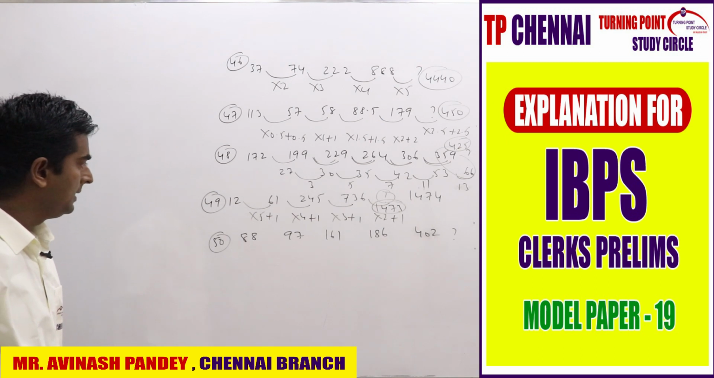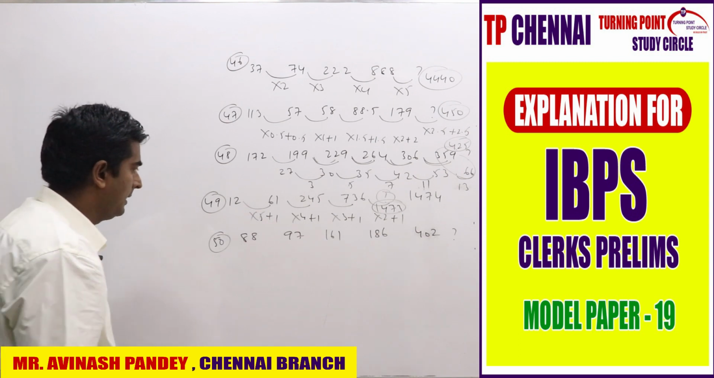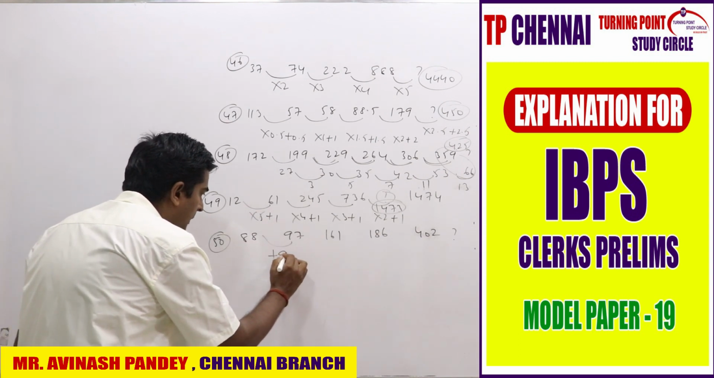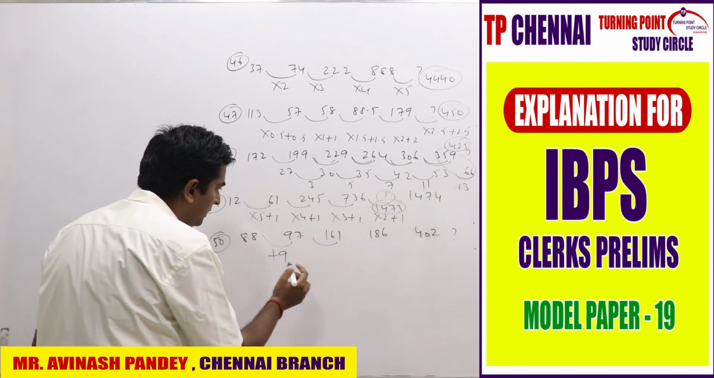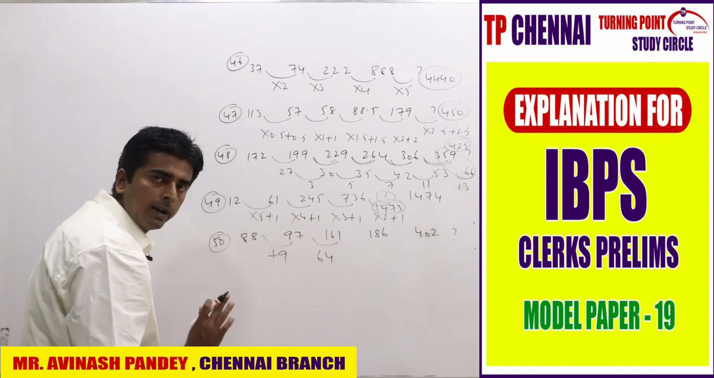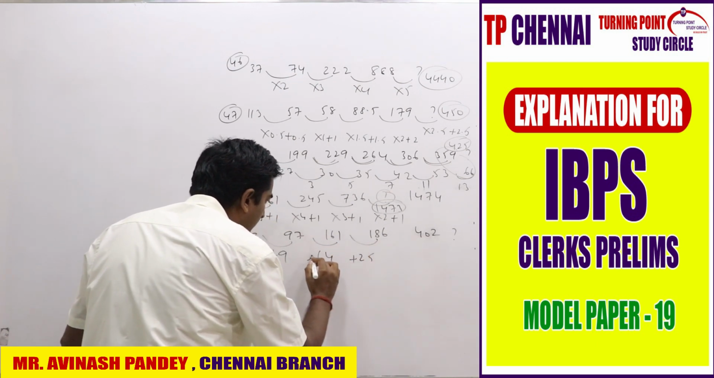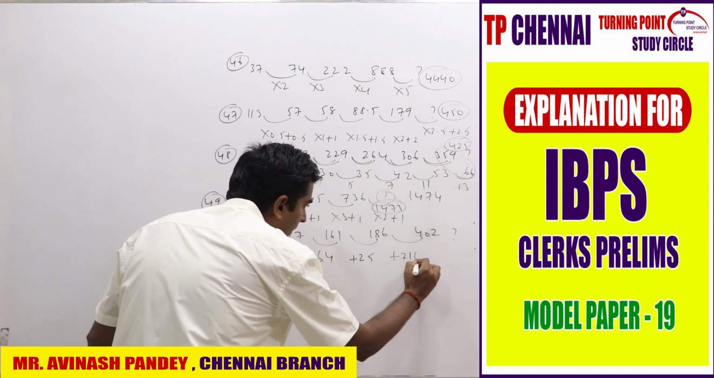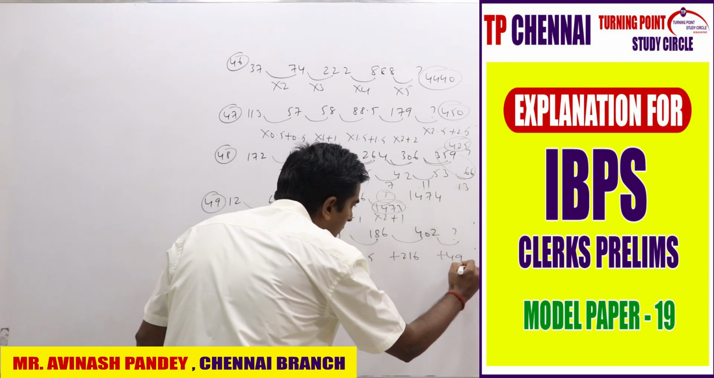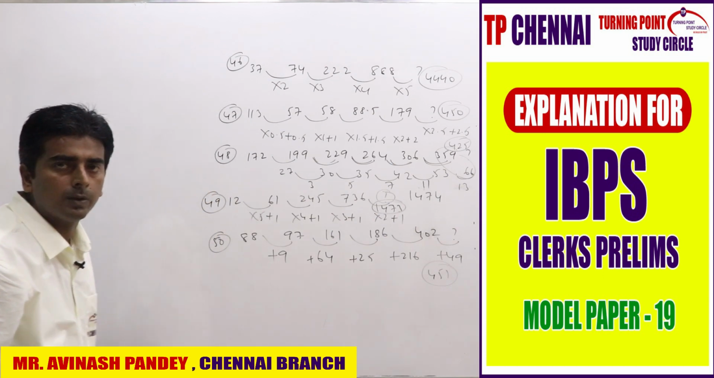So 88, 97, 161, 186, 402, question mark, right? Here how much gap is there? Plus 9. Here the gap is plus 3 square, that is 64. So directly here itself you can understand. This is 3 square, 4 cube, then 5 square, then 6 cube, and next will be 7 square. So what is my answer? My answer is 451, right?